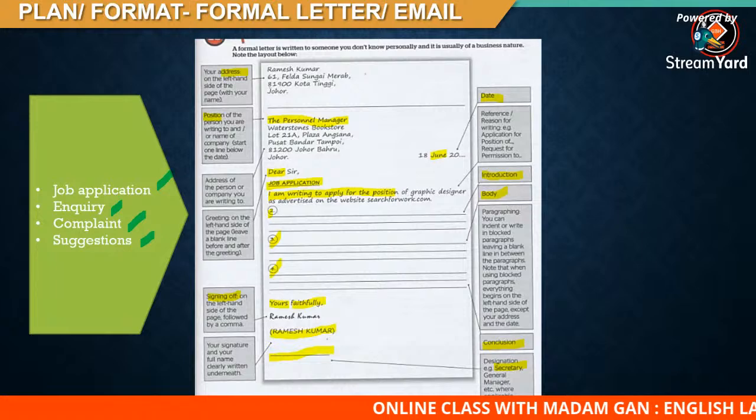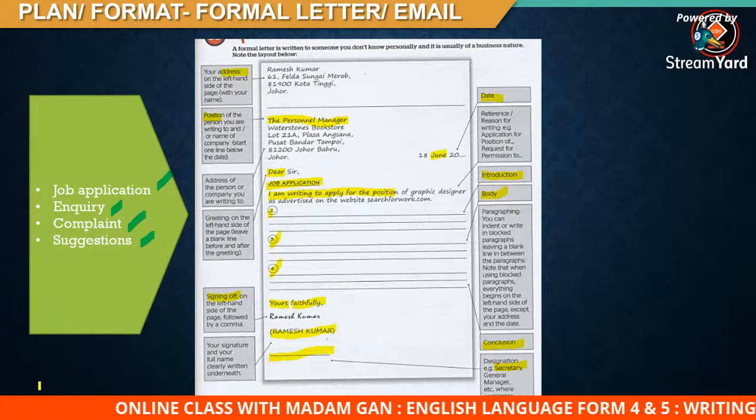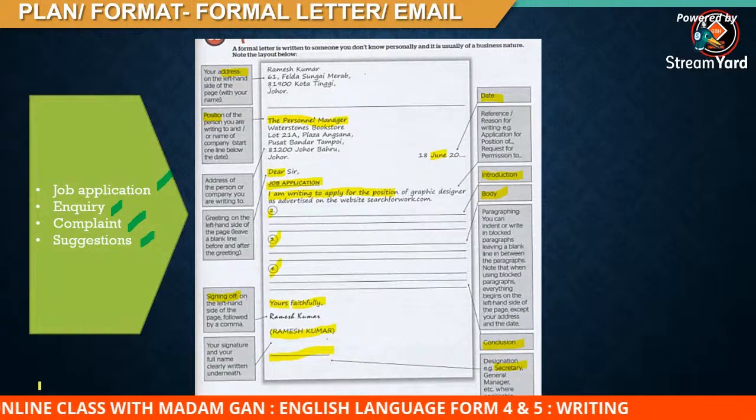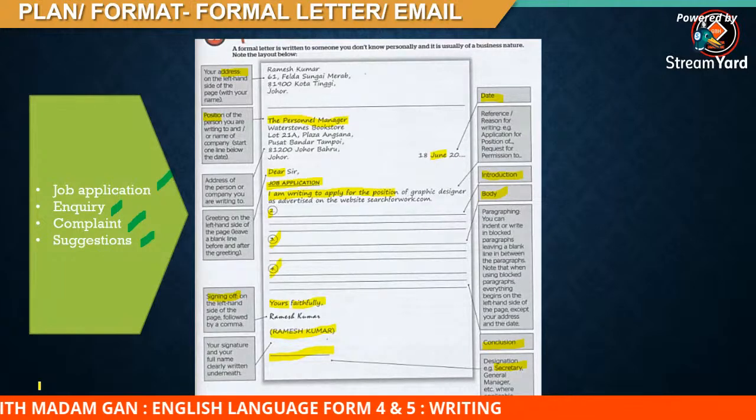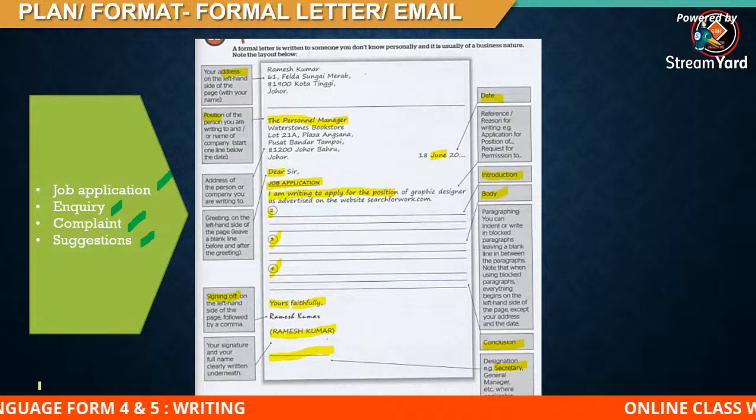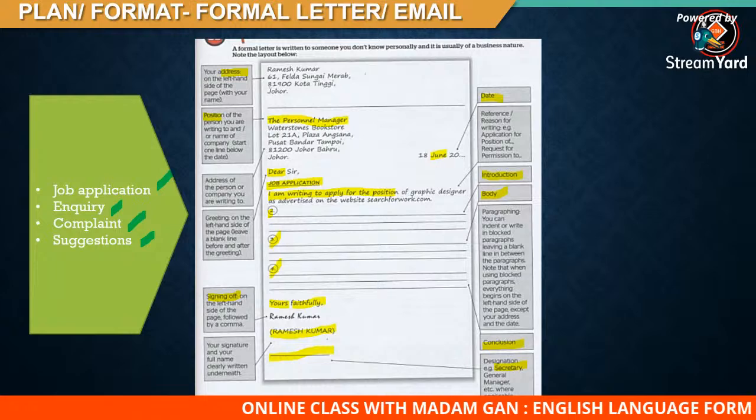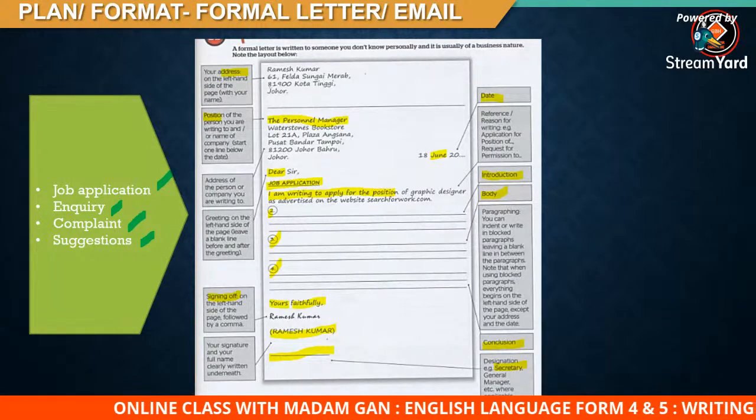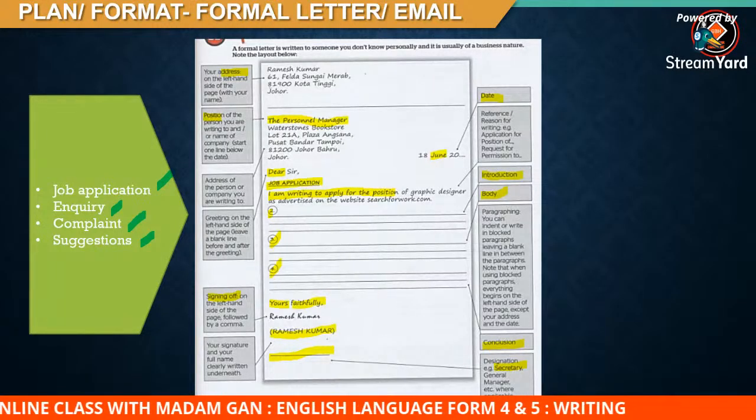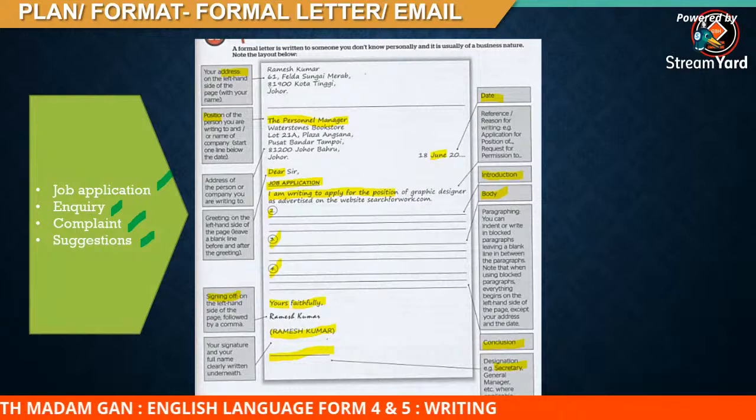Okay. So are you clear with the format for formal letter? No questions. Okay, let's continue. If you have questions, you can write in the live chat there because I can see, I can use my handphone and then I can answer your questions.